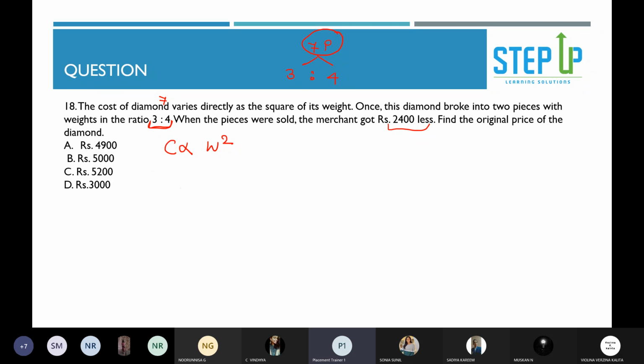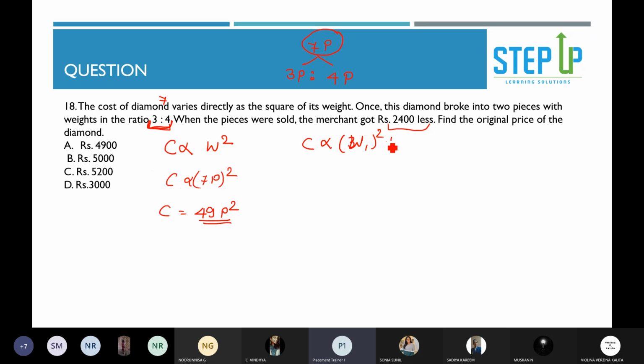Yes, ma'am. So let's say that cost is directly proportional to the square of the 7 parts. Let's say 7p square. So cost of original diamond was somewhere related to 49p square. Fair enough. So original diamond price was 49p square. But what happened? Now this 7 part got broken into 3 part and 4 part. So the cost of diamond will become what?